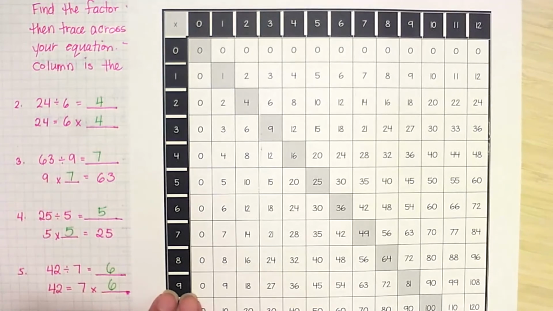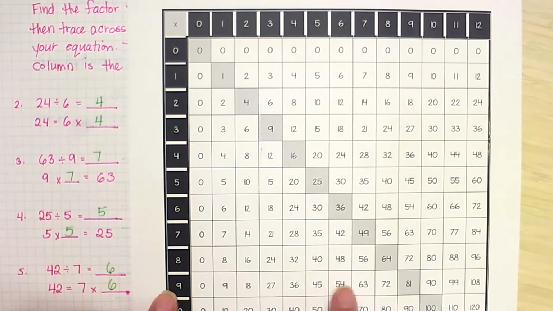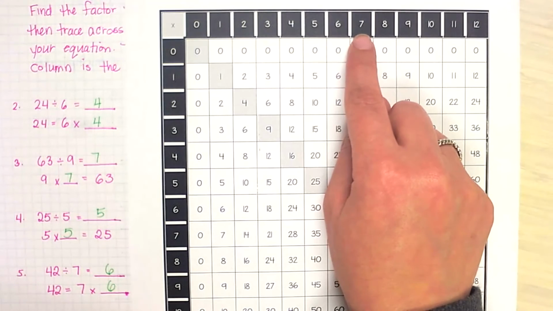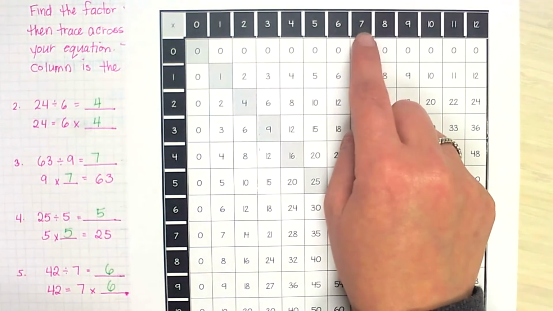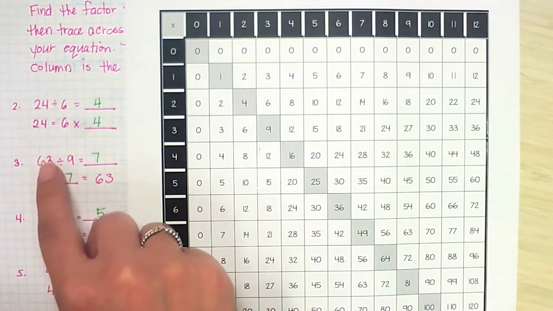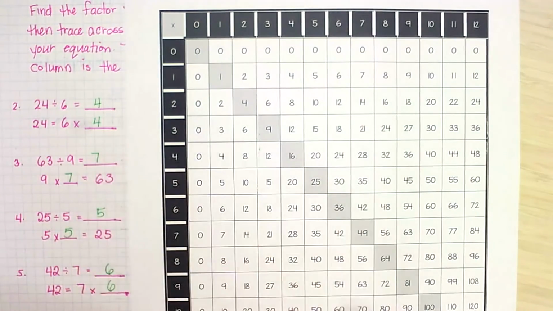So I'm going to take a look at my 9s and trace it all the way across until I hit 63. And then I'm going to go all the way to the top of that column to find my missing factor. So my other factor was 7. So 9 times 7 is 63, which means 63 divided by 9 is equal to 7.